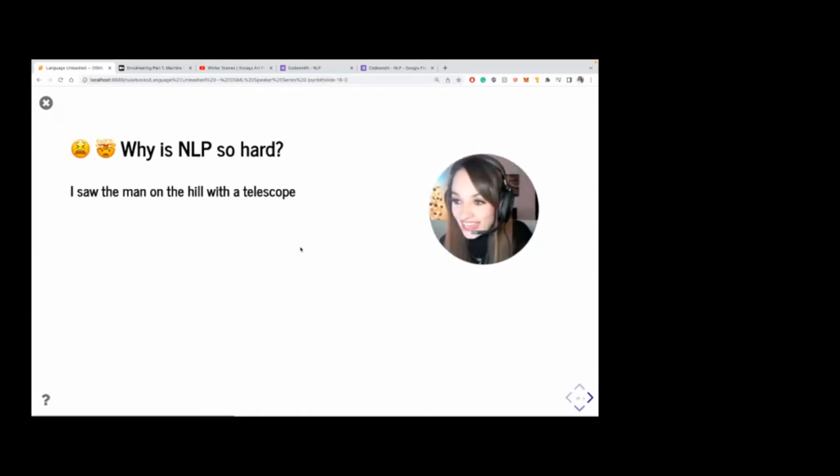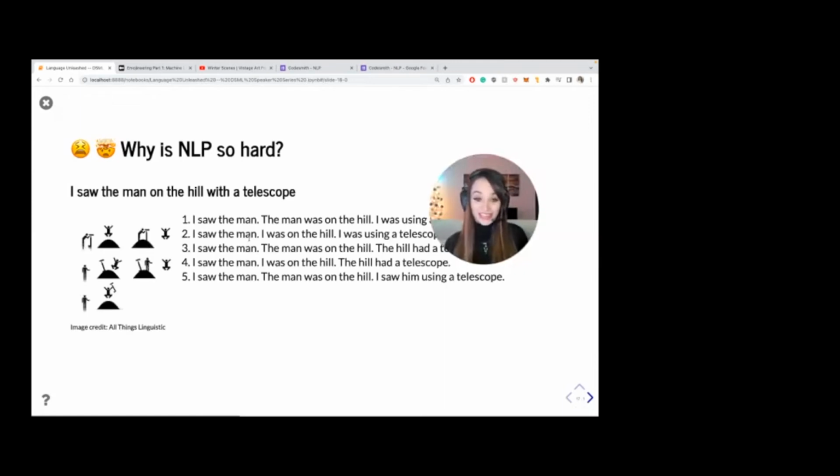So Jason's first thought was that there's a man on a hill with a telescope. So I saw that man on the hill with a telescope. And then Jared is asking us, does he have a telescope or did I see him through the telescope? Exactly. So these are the 5 meanings that people have come up with for this sentence. And I'm sure if we looked at it long enough, we could come up with more meanings.